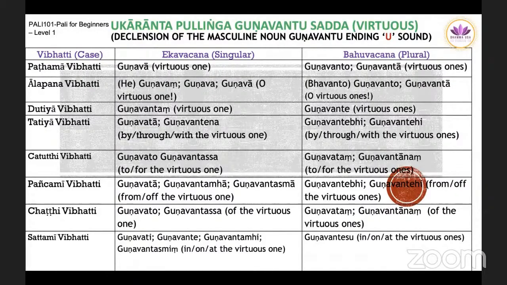Ukaranta Pullinga Dhanavantu Sadda. Dhanavantu means rich person, wealthy person. Pathama Vibhati Ekavachana, Dhanava. Bahuvachana, Dhanavanto, Dhanavanta. Alapana Vibhati Ekavachana, He Dhanavang, Dhanava. Bahuvachana, Bhavanto, Dhanavanto, Dhanavanta.